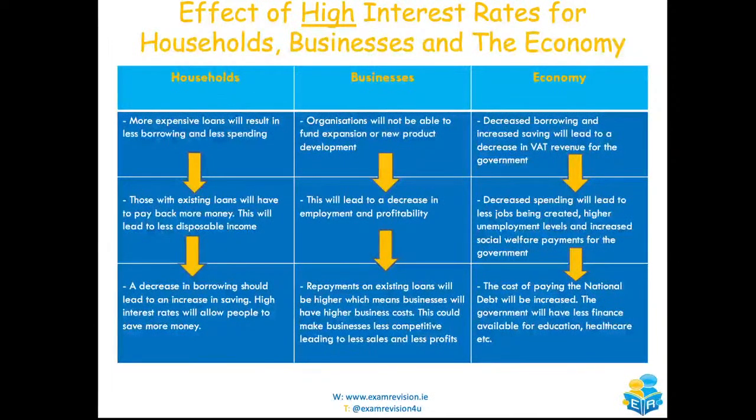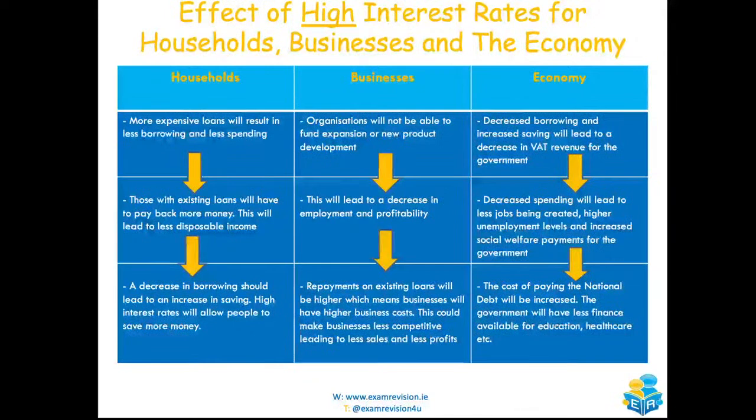This will lead to a decrease in employment and profitability because those new projects won't happen, so fewer people will be employed, and the business won't make the profits that they might have hoped for if the expansion happened. The repayments on existing loans will also be higher, which means that businesses will have higher costs, and this could make businesses less competitive and lead to fewer sales and less profit.